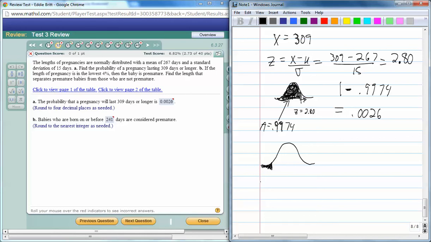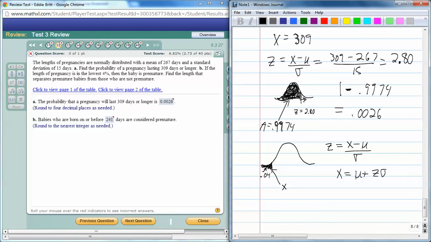then we look up, we have what? We have an area of 0.04. Now what are we looking for? We want to know the length of time that separates premature babies from those who are not premature. So an actual day, the length of time. That's an x value. We want to know the x that's there. To find the x, I'm going to have to use the z-score formula and solve for x. We've already done that before, so we have x equals mu plus z times sigma.